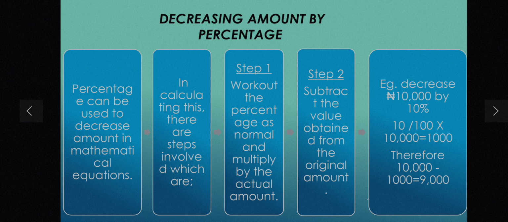So the next one, in step 2, subtract the value obtained from the original amount. That means the value that we obtained from step 1, we should subtract it. This one is decreasing. The one that we did earlier was increasing. When they say something is increasing, we are adding to it. But this one, they said decreasing. That means we are making it reduce, making it drop down. So when they say decreasing, it means subtracting in mathematics. So 10,000 naira minus 1,000 naira becomes what? 9,000 naira.